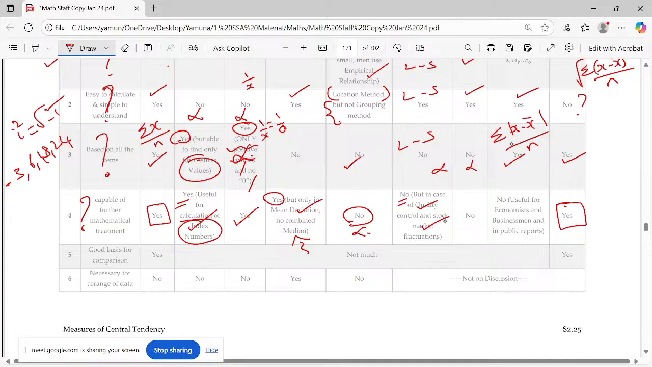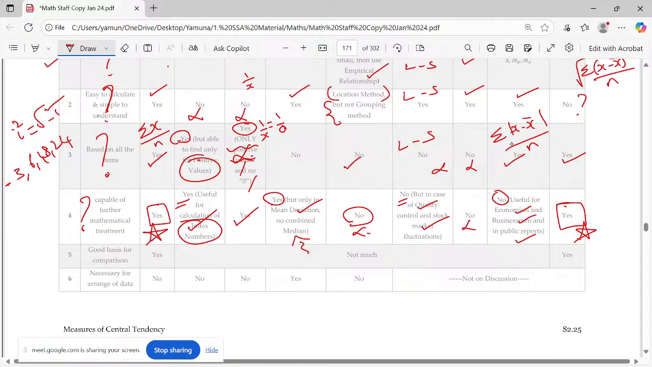For example, if you want to check the weather forecast, they'll show the minimum value and maximum value. They'll give you the range. Our temperature will be between these values only. Quartile deviation will not be used. Mean deviation, yes, some economists and businessmen are using it in their public reports to give some proper interpretation. And yes, obviously, there is a strict yes for both X bar and standard deviation.